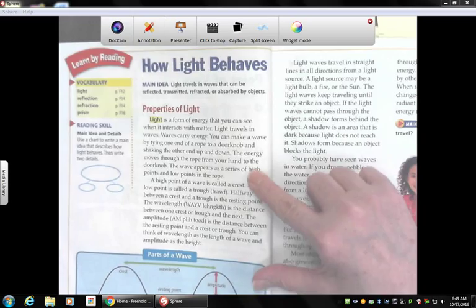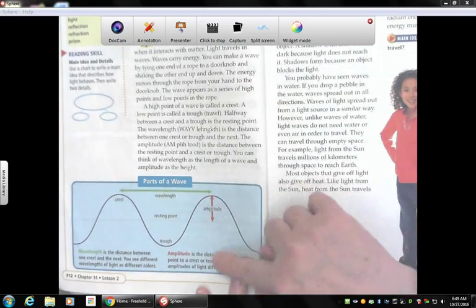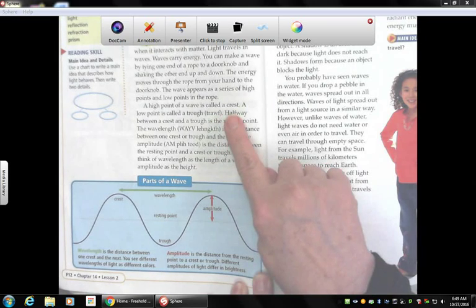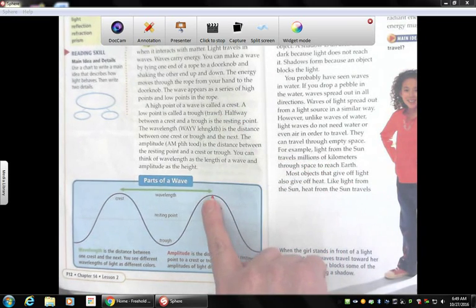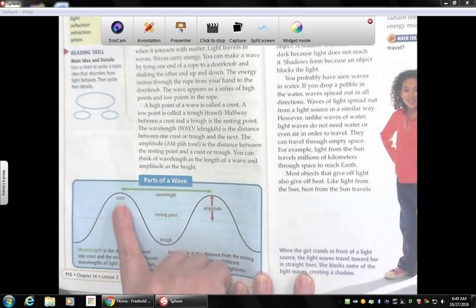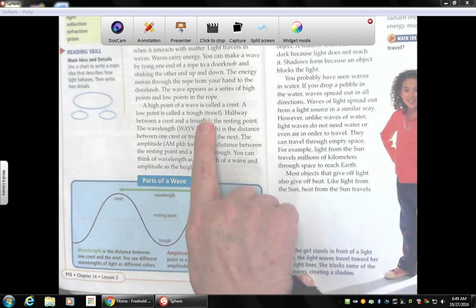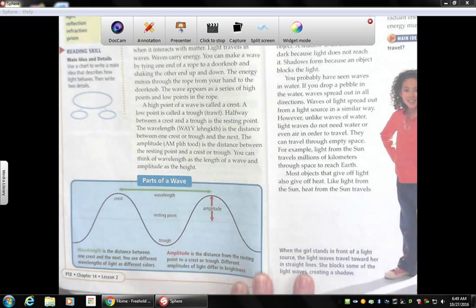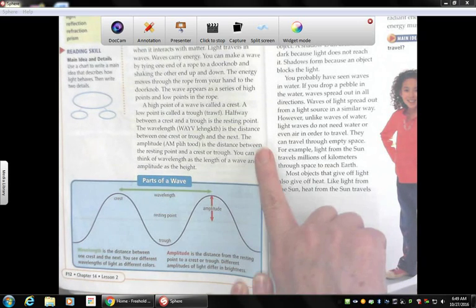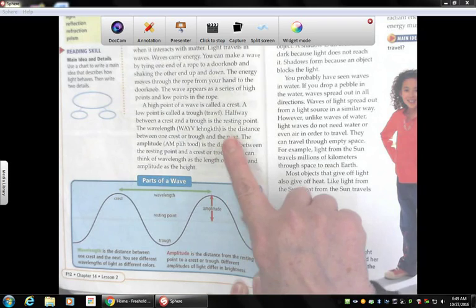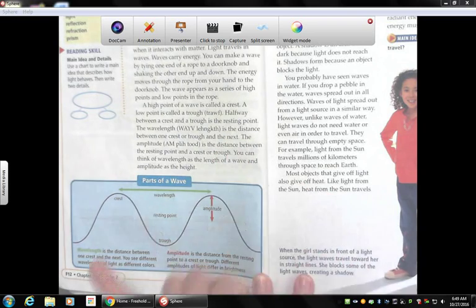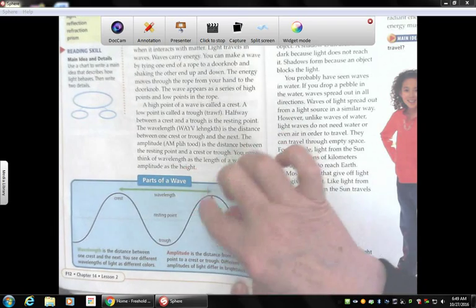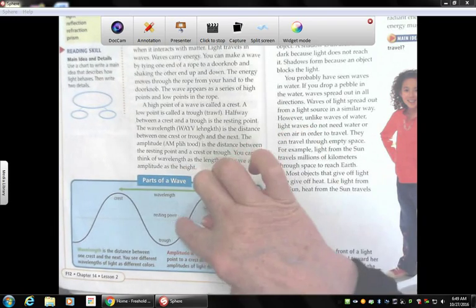Okay, so as we read this next section, we're also going to be looking at the diagram of a wave. A high point of a wave is called a crest, and you can see here is a crest, and here is a crest. A low point is called a trough. Here is a trough, okay, there'd be a trough down here, and there'd be a trough down here. Halfway between a crest and a trough is the resting point. So, crest, trough, here's the resting point. Okay, trough, crest, here's the resting point.